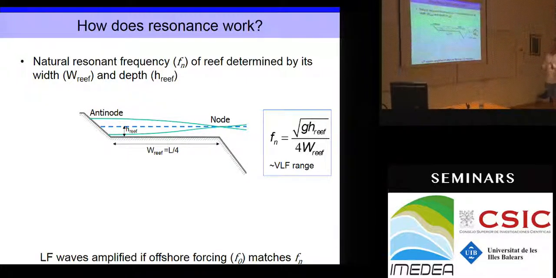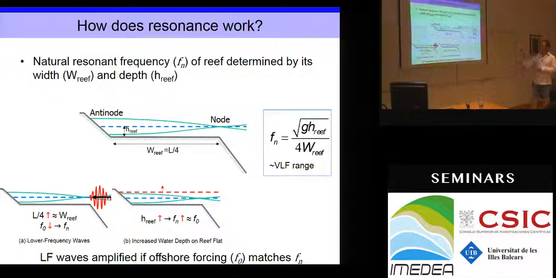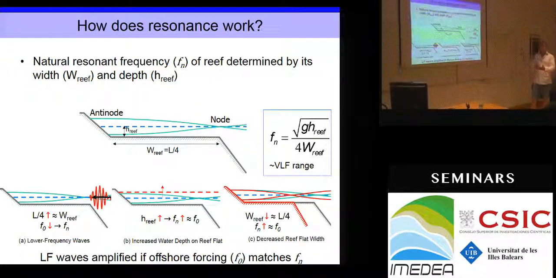For a given reef configuration, you can calculate what the resonance frequency is. So this is f sub n, which is a function of the depth over the reef and the width of the reef. And if your wave forcing over here has the same frequency as the resonance frequency, then you expect to have a lot of extra elevation. And that can happen because of the forcing itself. As the waves are longer, you can have more forcing. If the depth over the reef increases, that means that the resonance frequency of the reef increases. If the reef gets shorter, the resonance frequency increases.